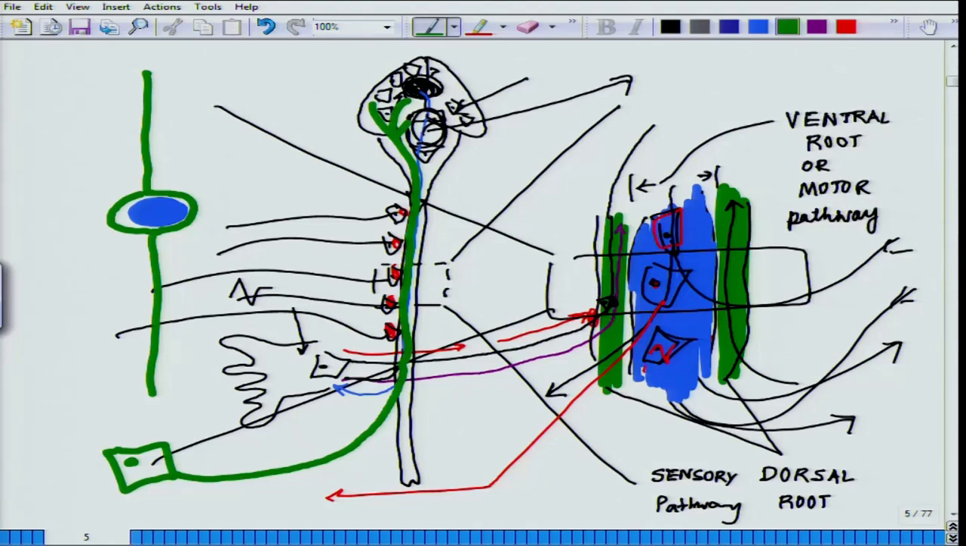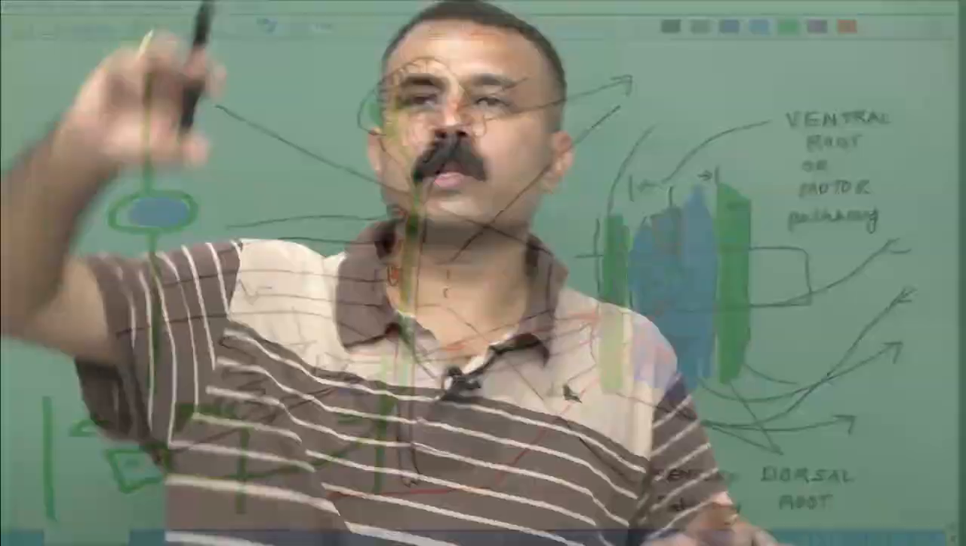Think of it. Try to understand the situation. This cell is sitting in the peripheral nervous system. This is all in the peripheral nervous system, whereas it is entering into the central nervous system. So will it have a complete Schwann cell myelination, or will it have an oligodendrocyte myelination?